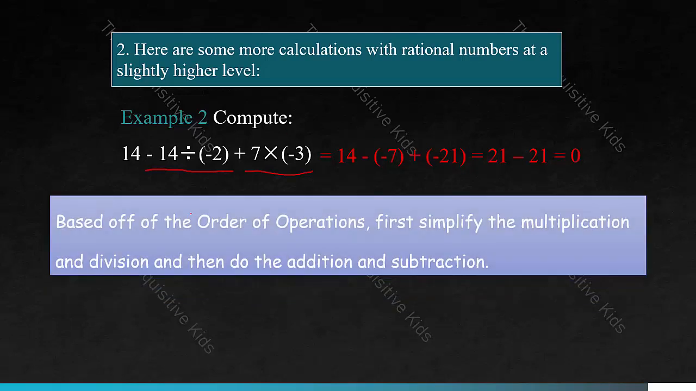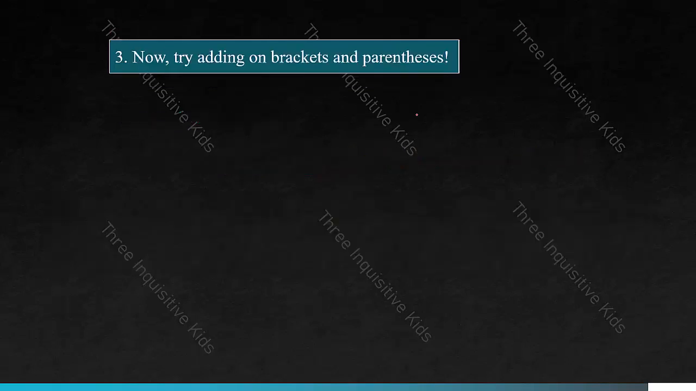Based off of the order of operations, first simplify the multiplication and division, and then do the addition and subtraction. You can see here that we basically just put some parentheses around the division and multiplication, because every single term is only separated by subtraction or addition. When you have 2 numbers that are being multiplied together or divided together, they're actually part of the same term. Now try adding on brackets and parentheses.